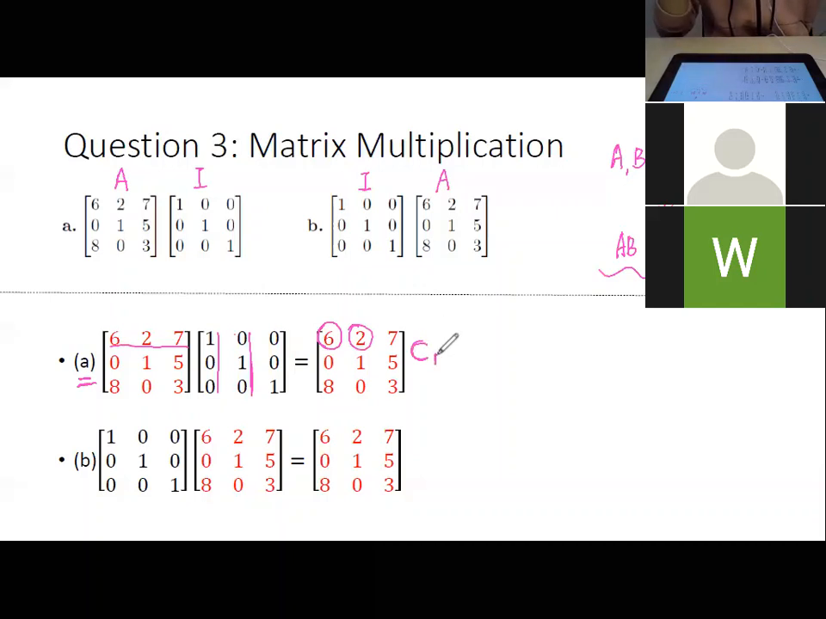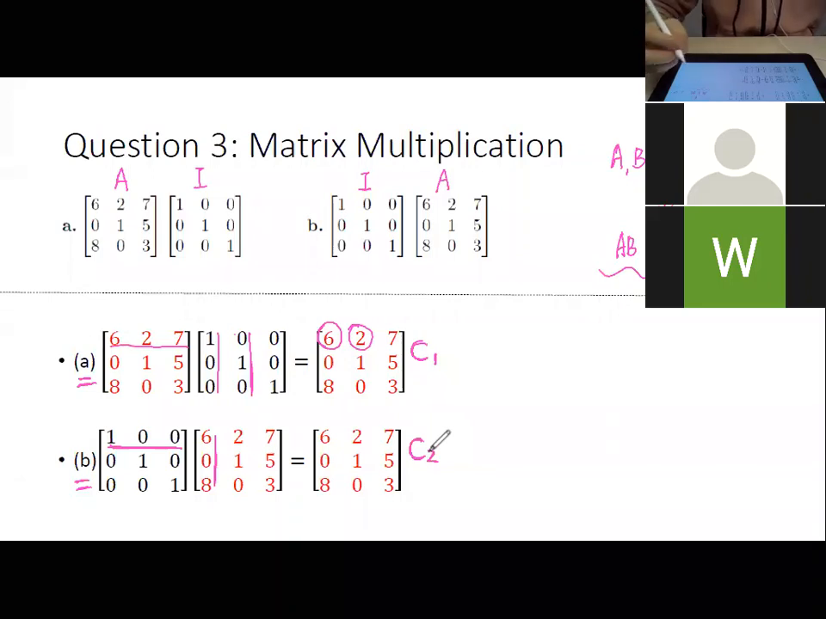And actually, it's the same for question B. For question B, the identity matrix is on the left side. So we use the row of the identity matrix times the column of the matrix A. And step by step, we can get the final answer and denote it as C2.